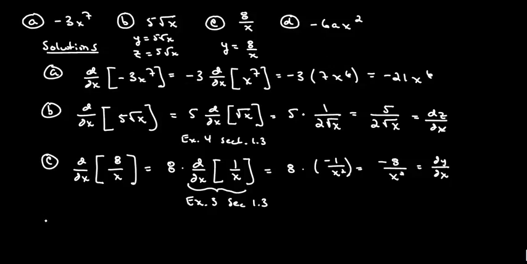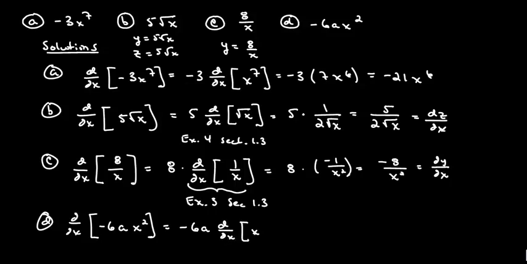Now, for D, it's assumed that a is a constant, just like 6 is a constant. So we have d dx of negative 6 times a times x squared. So that's equal to negative 6a d over dx of x squared. And we know by the power rule that this is negative 6a times 2x, so that gives us negative 12ax. Again, a is assumed to not be a variable here, but to be constant, it's not varying, it's the thing that's staying constant.